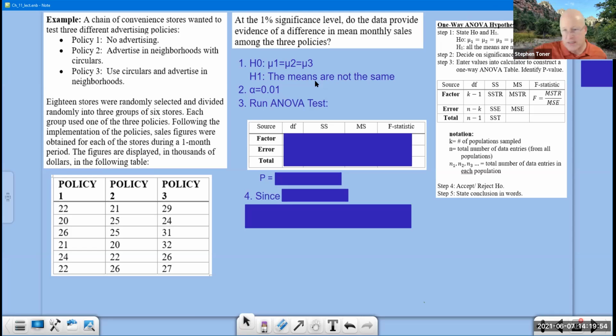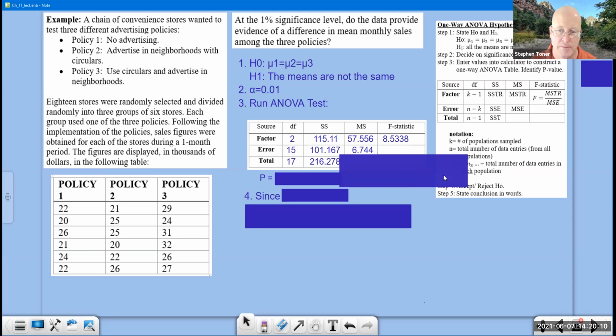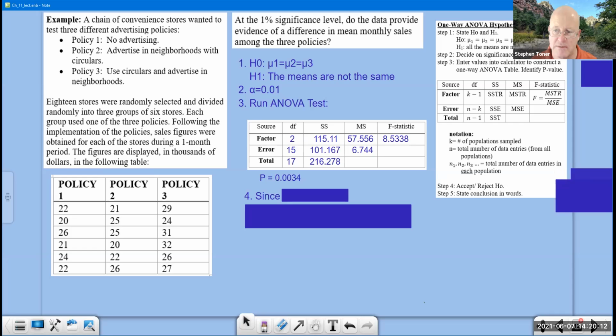I'm going to enter this into 3 lists on my calculator. I'm going to go to the bottom of the test menu, and in that test menu, choose ANOVA. It's going to open the parentheses. I'm going to type in L1, comma, L2, comma, L3. When I do that, it's going to spit some numbers out to me, including this p-value over here. At the top of the list, it's going to tell you that our test statistic is 8.5338, with our p-value there.